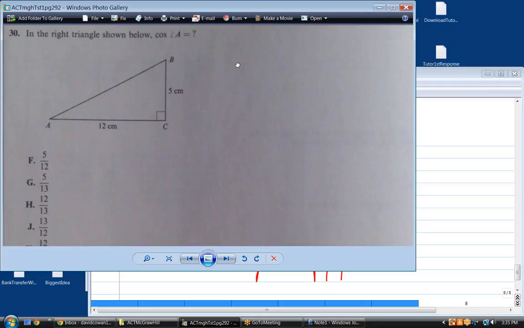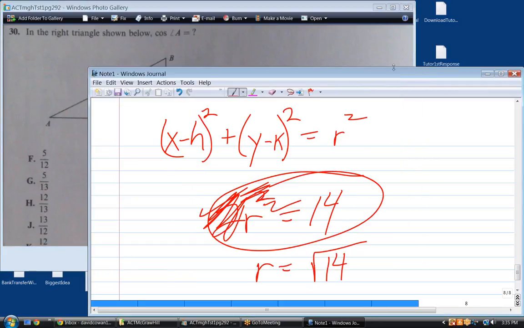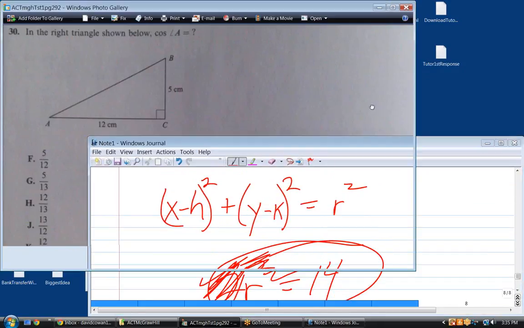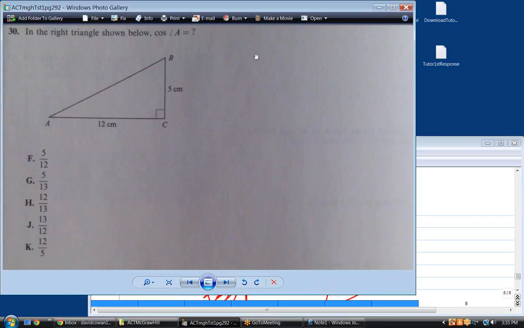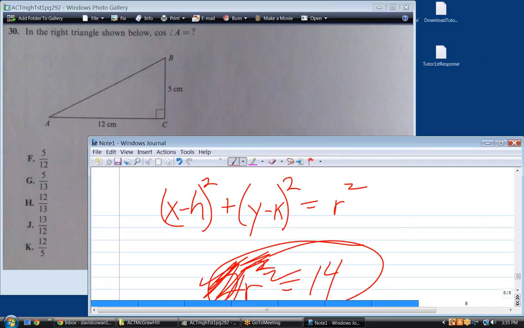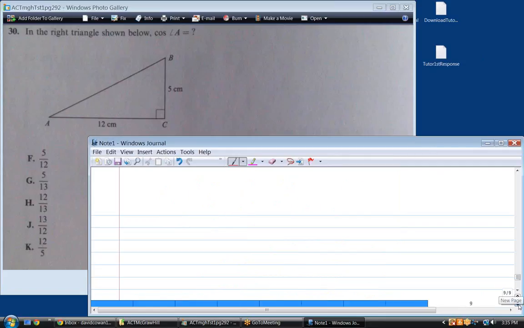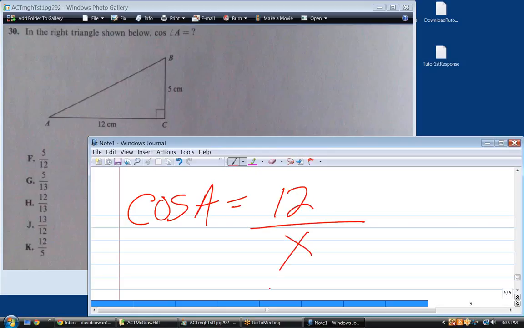All right, a trig question. And I don't even need this. The cosine of A is equal to what? Adjacent over hypotenuse. Good. So 12 over 5. Well, 12 is, I mean, adjacent. 12 over x. It'd be 12 over x. So we have to solve for x, because we don't have it. They didn't give us what the hypotenuse was.